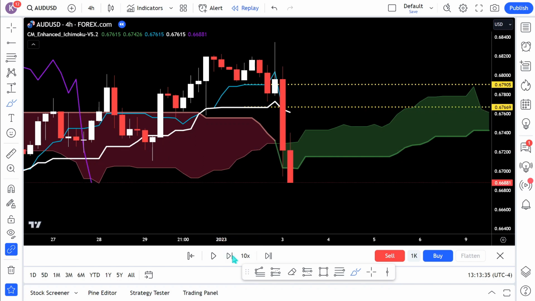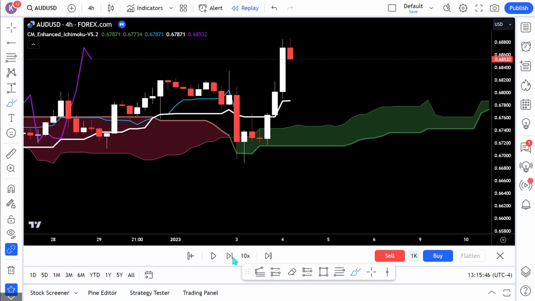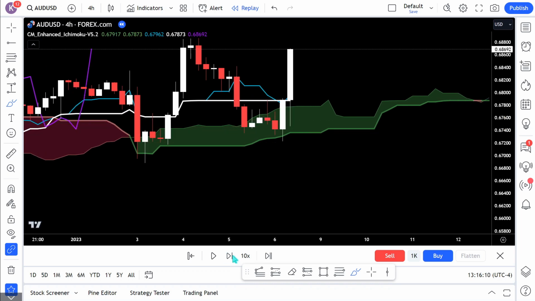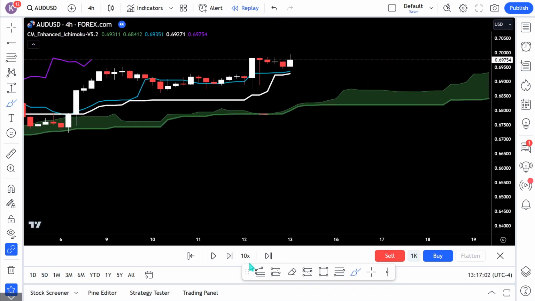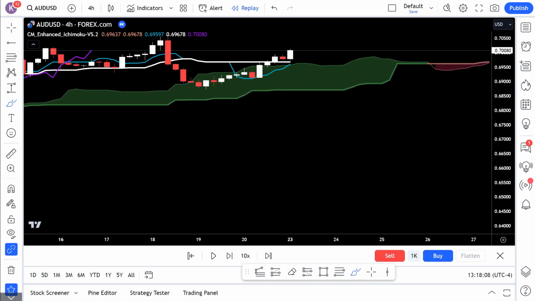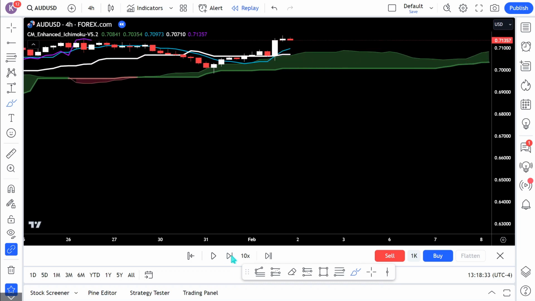This large red candle broke through the moving average, the top of the cloud, and pierced the bottom of the cloud, but bounced right back up. The next candle tested the bottom of the cloud again, but once again found support. Price moves back to the cloud, but it's able to hold. Retest the cloud, but still doing its job. Once again hits the cloud, but bounces off.